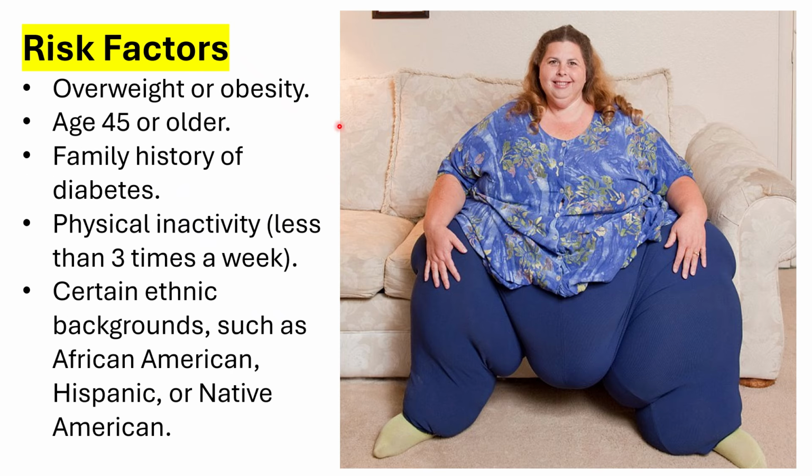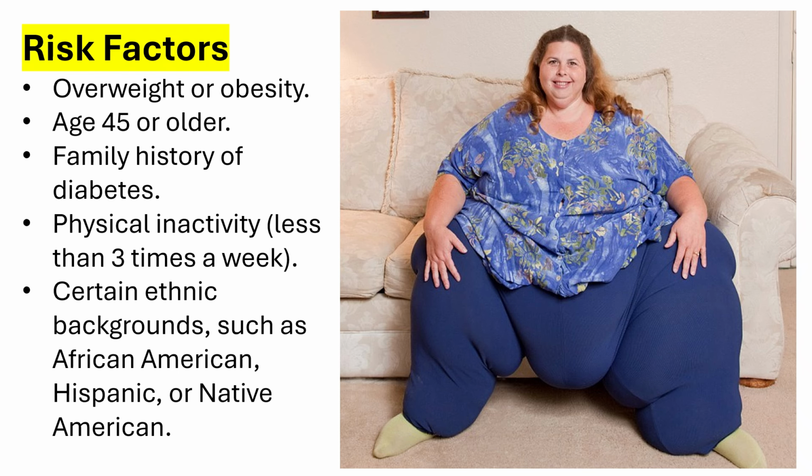So what are the risk factors? Overweight, obesity, age 45 or older, especially when you're dealing with type 2 because that's adult onset. Family history of diabetes, so genetics play a very important role as well. Physical inactivity, less than 3 times a week. Let's say if you're not walking, you're not doing cardio, you're not stretching, at least walk for 2 miles, 5 miles per day, and that will do the magic. Certain ethnic backgrounds, such as African American, Hispanic, or Native Americans, may be at high risk for diabetes.